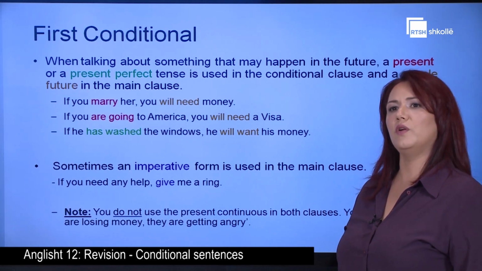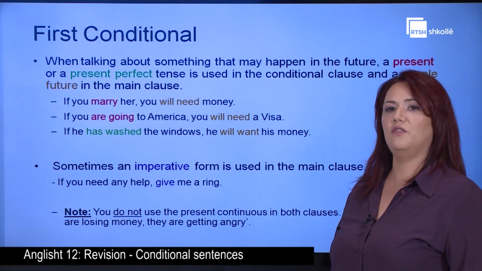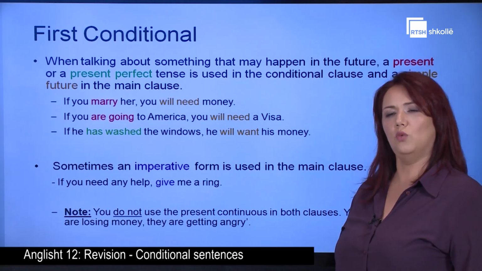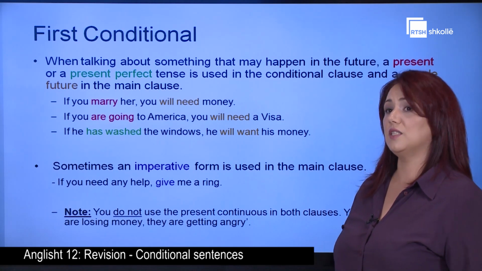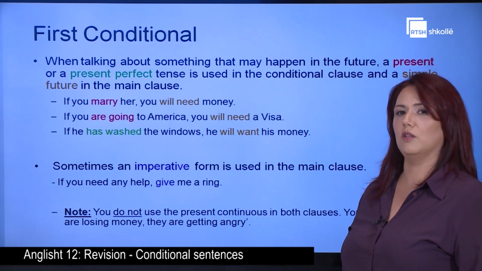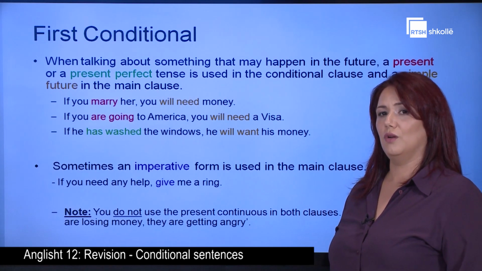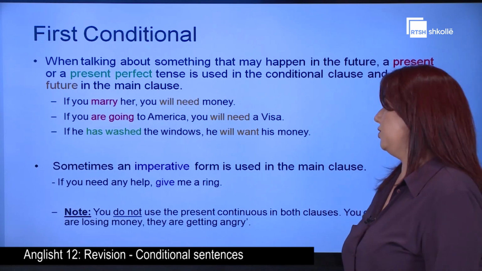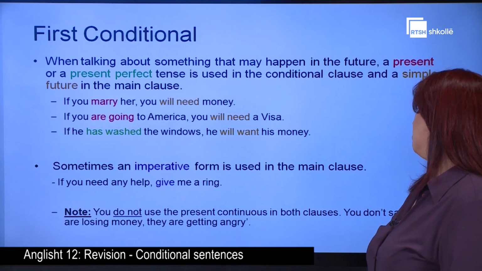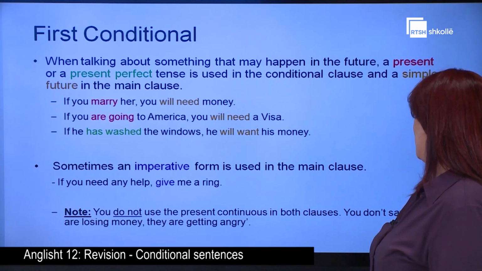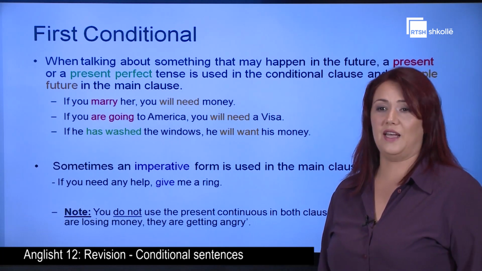If you're going to America, you will need a visa. If he has washed the windows, he will want his money. Sometimes an imperative form is used in the main clause. For example, if you need any help, give me a ring. Be careful. Do not use the present continuous in both clauses. You don't say, if they're losing money, they're getting angry.